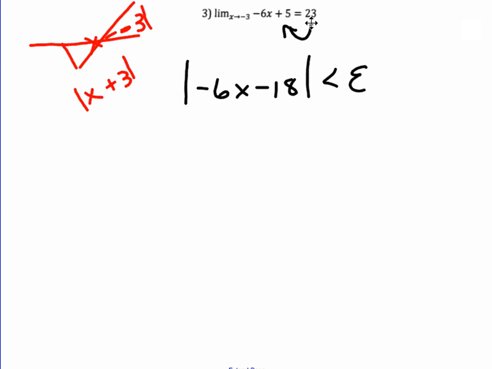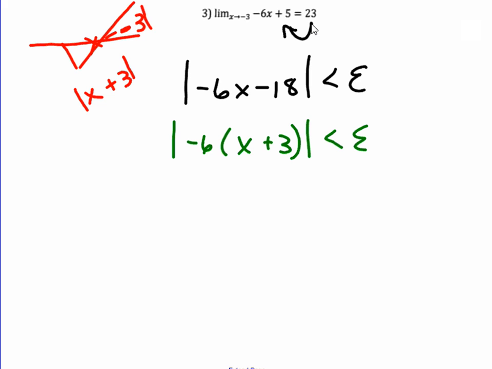Okay, so from here, we want to simplify our thing inside the absolute value as much as possible. If we want, we can factor it. Maybe that might be a thing. Let's maybe just do that. So we factor out a negative 6 times x plus 3. And hey, look at that. There's our goal thing. There's what we're trying to get to. The absolute value of negative 6 times x plus 3 is less than epsilon.